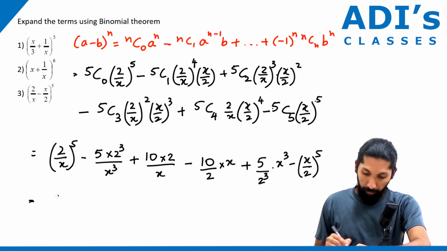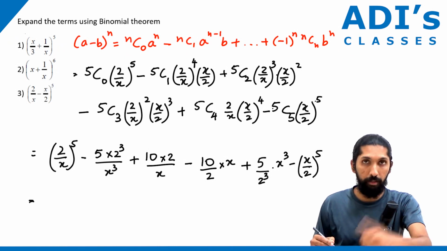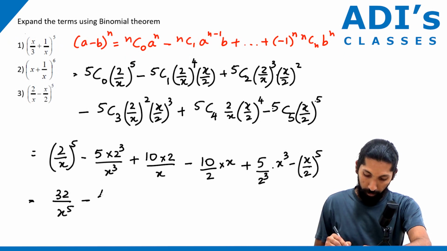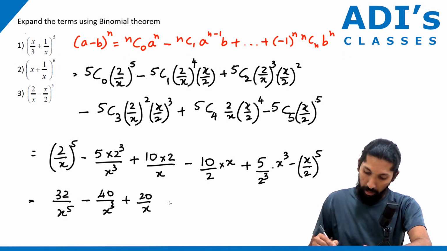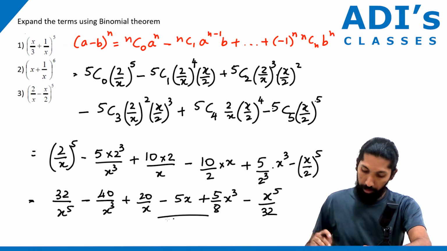So you will have 2 to the power of 5. You can do it or you can keep it as it is, but further simplification is generally required. 32 divided by x power 5 minus 5 into 8 is 40, 40 by x cube plus 20 by x minus 5x plus 5 by 8 x cube minus x power 5 by 32. This is going to be the final answer.